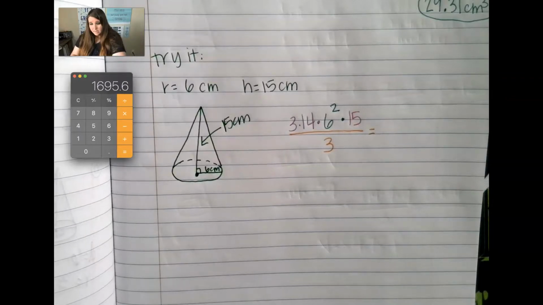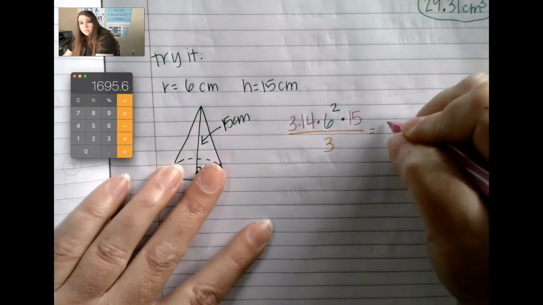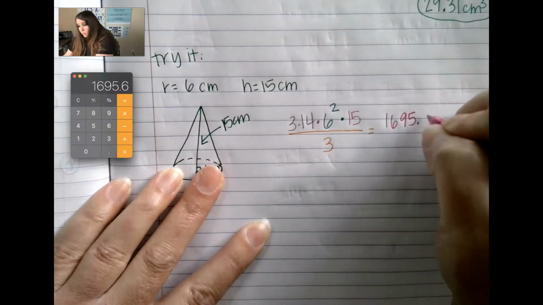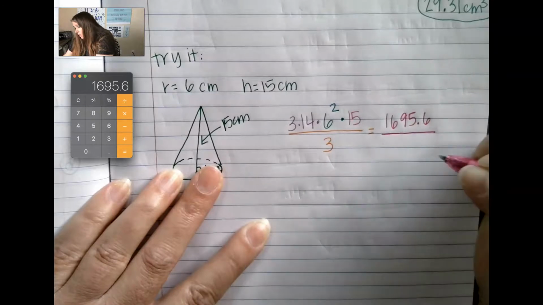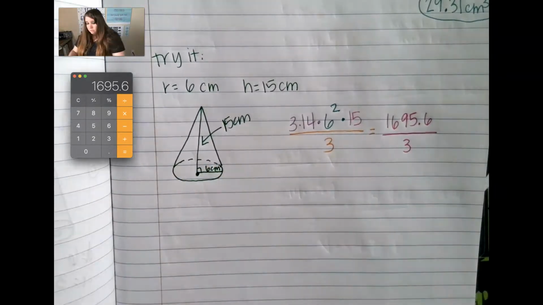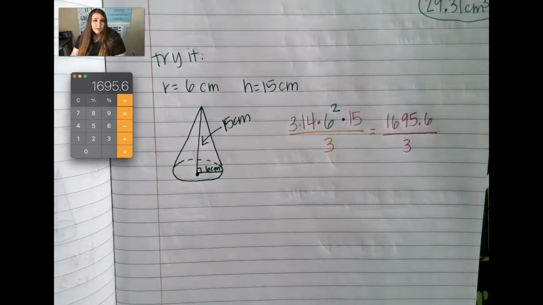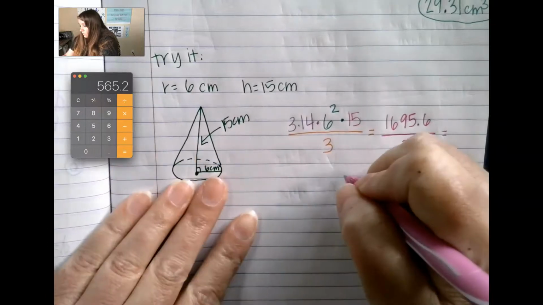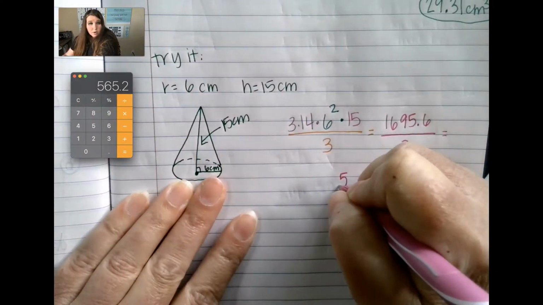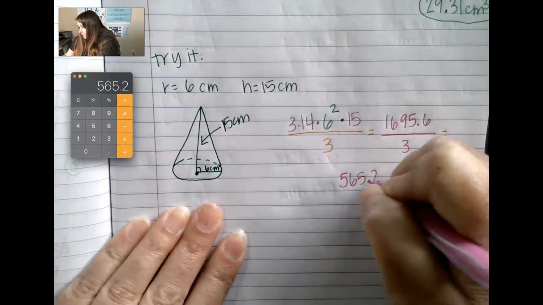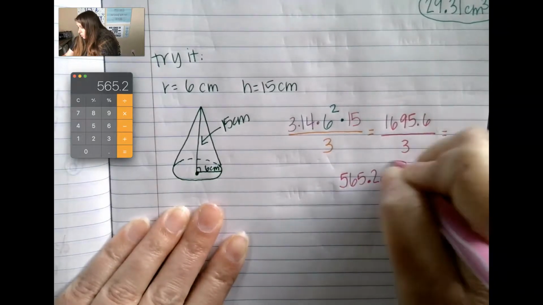Woo, that is a big number. So we get 1,695.6 if this were a cylinder, but it's not, it's a cone. So we're going to divide by 3. Divide by 3. And that gives us a total for our cone of 565.2 centimeters cubed.